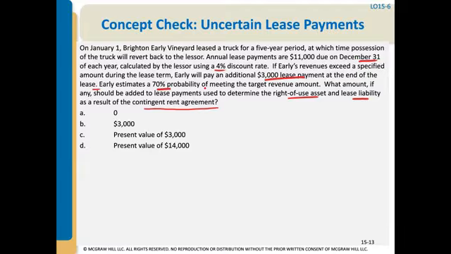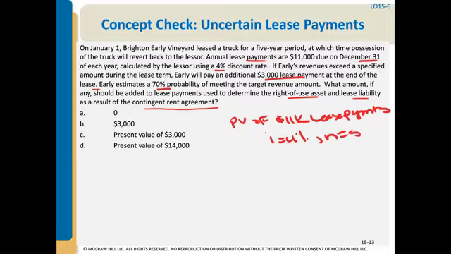So we know that for sure when we're calculating the right of use asset and lease liability, we have lease payments. We're going to take the present value of the $11,000 of lease payments. Okay. Now that's based on using 4% and n equals 5. So i equals 4%, n equals 5, because that's the number of periods.